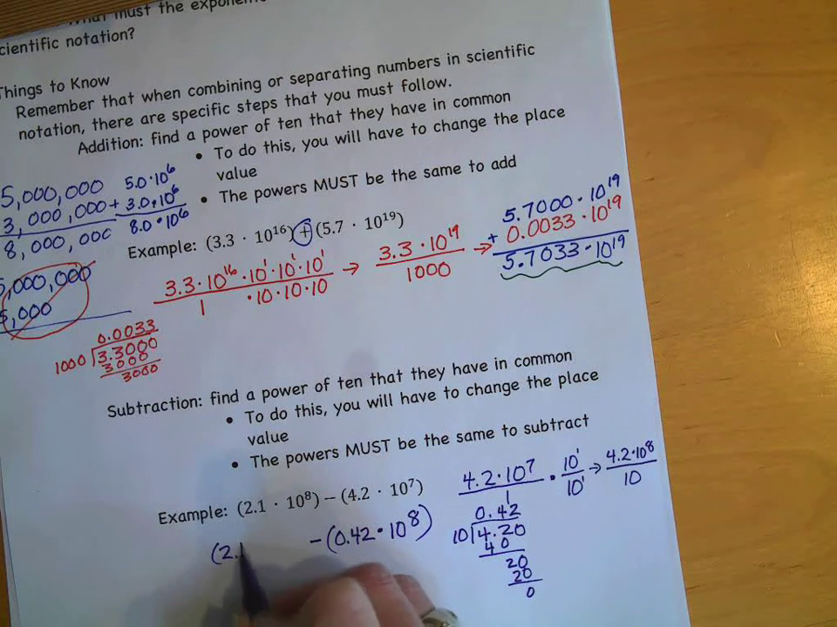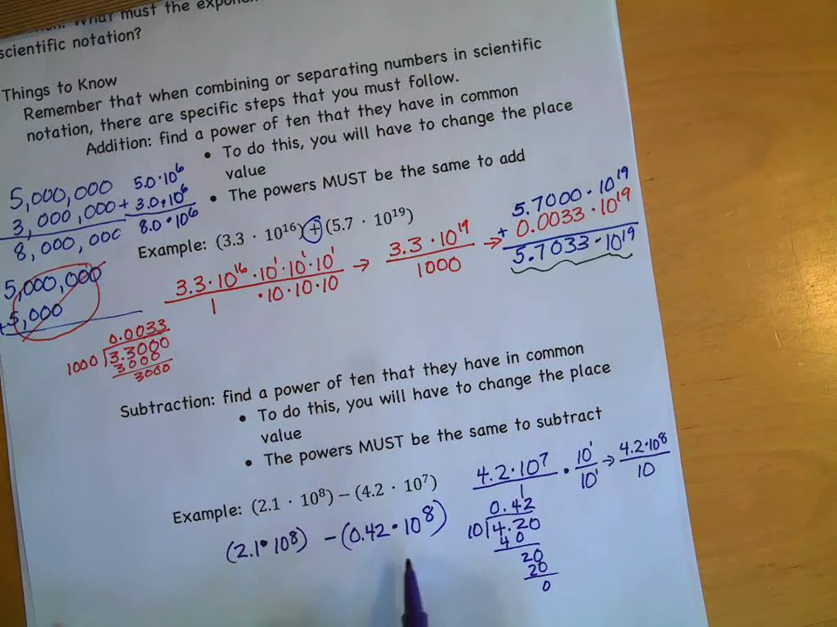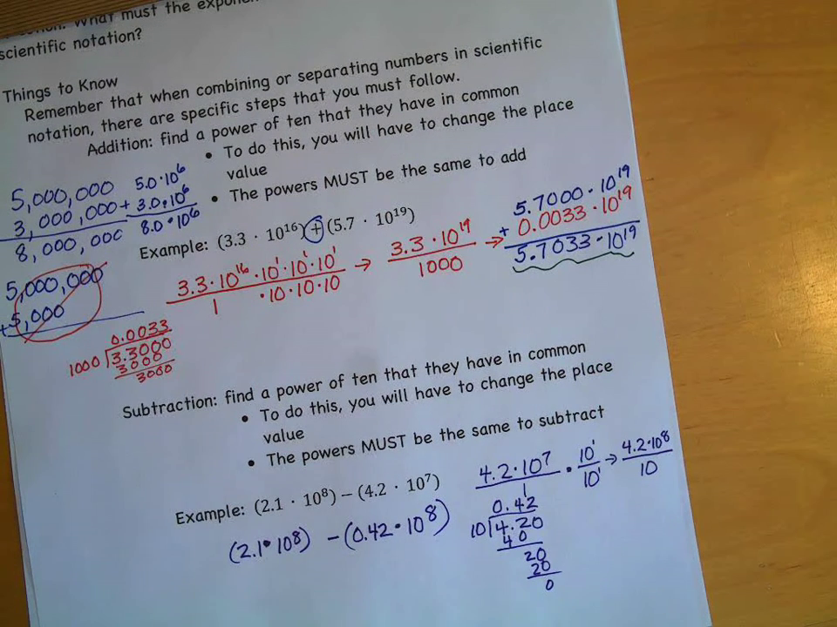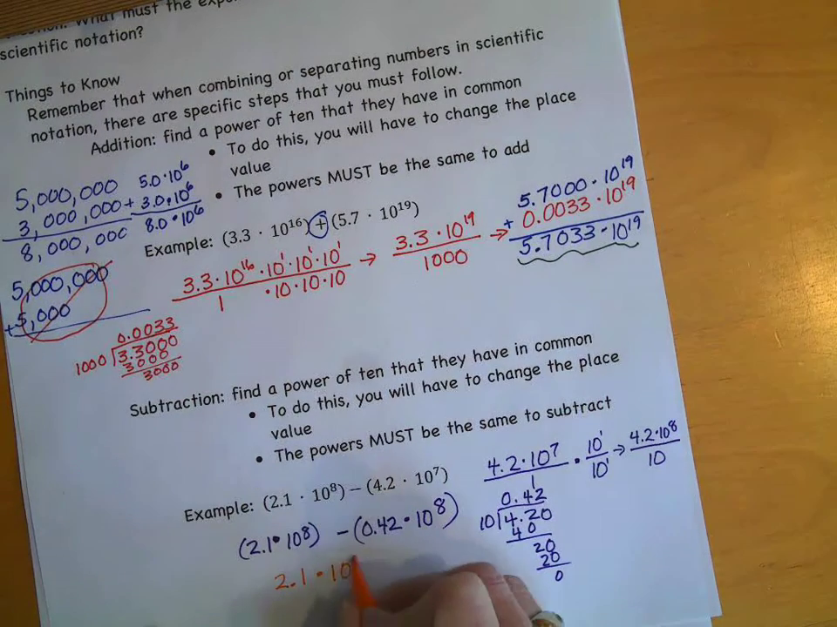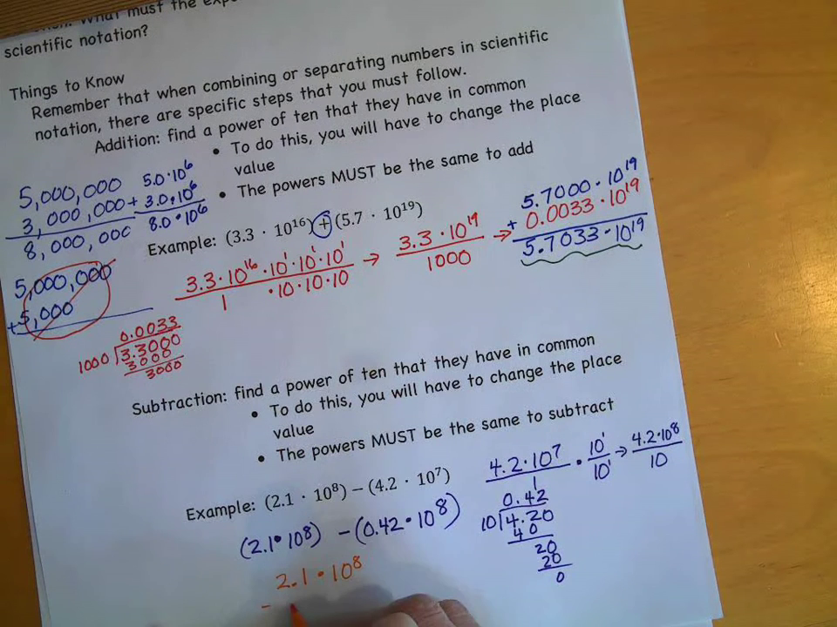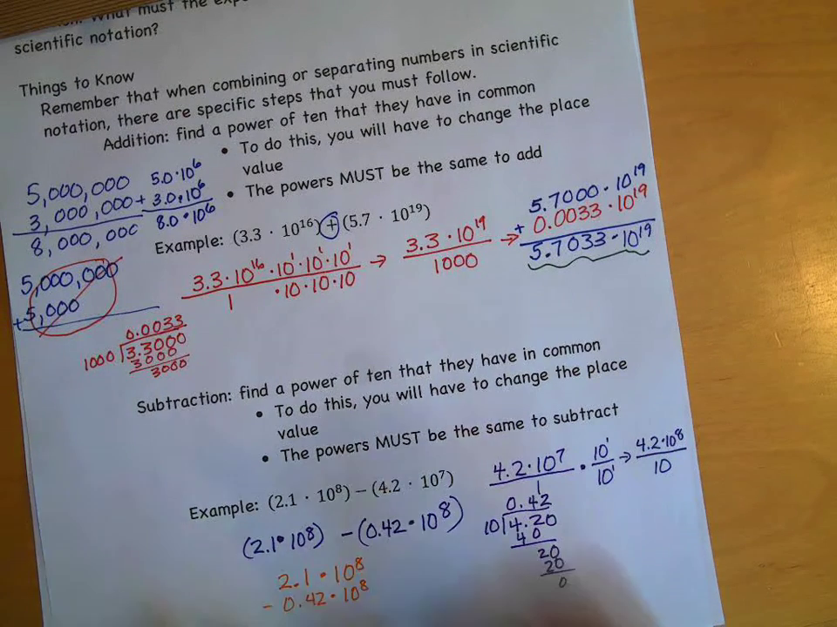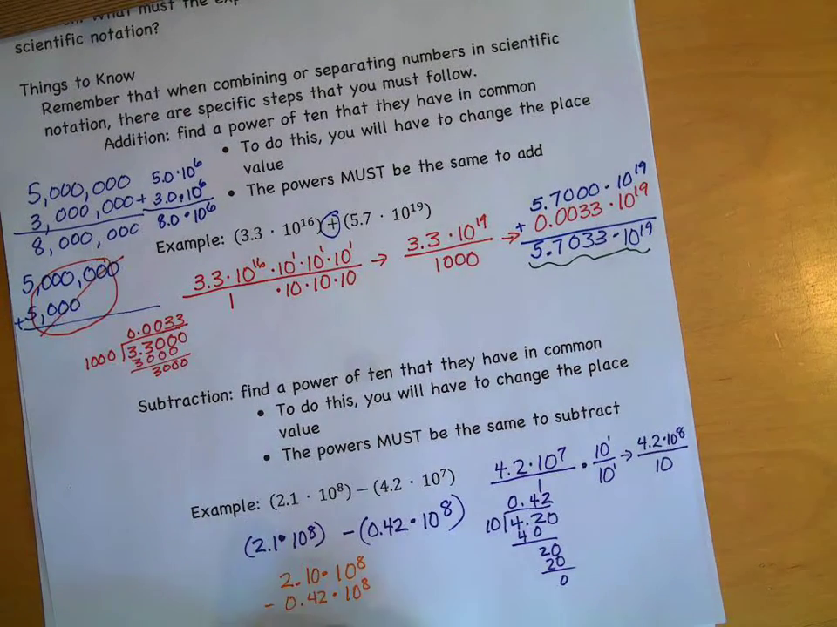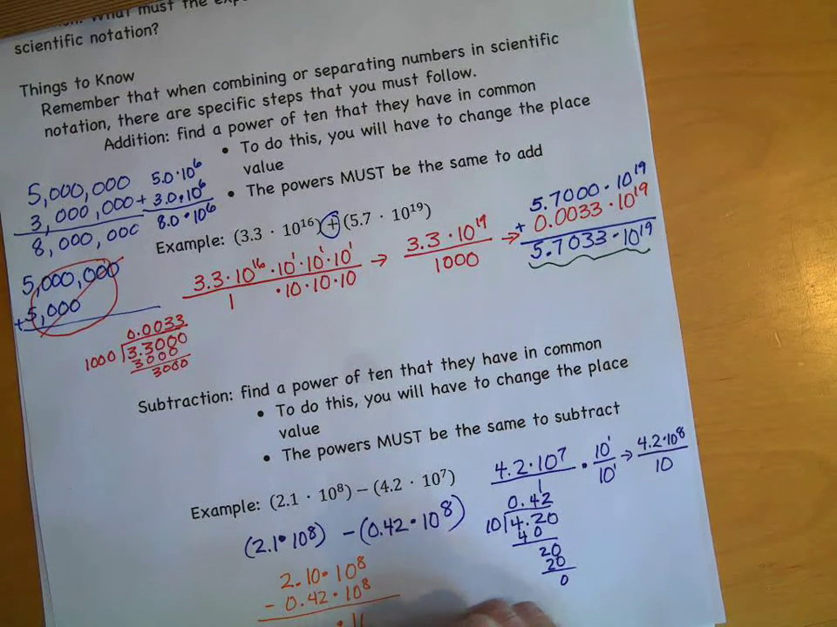And what we're going to do with that is subtract it from 2 and 1 tenths times 10 to the 8th. So now our powers are the same, so all we have to do is subtract. In order to do that, I'm going to line them up. So 2.1 times 10 to the 8th minus 0 and 42 hundredths times 10 to the 8th. Okay, and I can fix this by saying this is to the hundredths, and now I'm going to subtract.